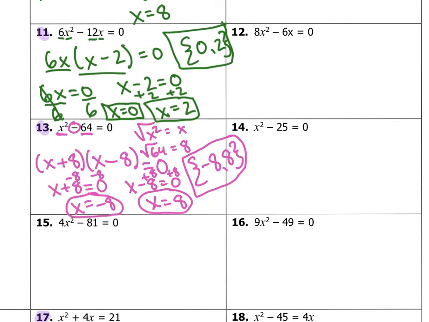This is why it's different from system of equations. In systems of equations, recall, we had coordinate points. That was one solution. Now, these are not coordinate points because we have two solutions. Make sense?